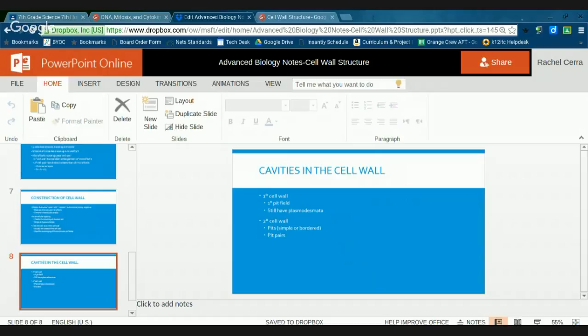The next lecture we'll talk about some of the different cell types that you can find in plant cells. For example, if you're a parenchyma cell or a collenchyma cell, that might determine whether or not you're going to become a simple or a bordered pit.